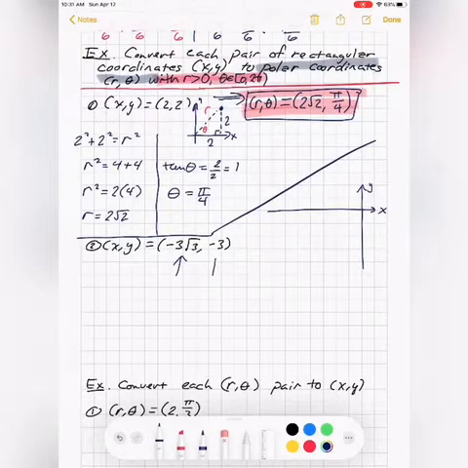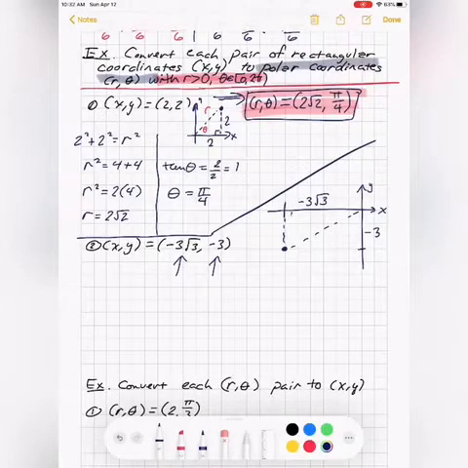3 root 3 is bigger than 3, right? So I don't know, I'm just looking at a label. I'm going to call this -3 square root 3. And then I'm going to call this -3. So then here's my point, okay? So then I'm kind of thinking this is a reference triangle. So what I'm looking for is the r and the theta, okay?